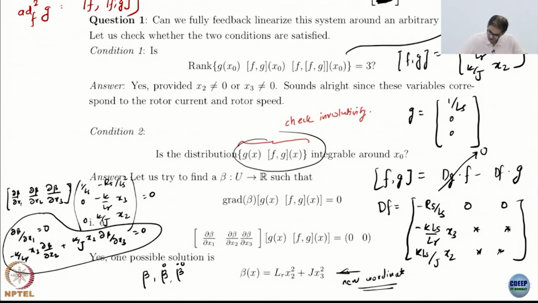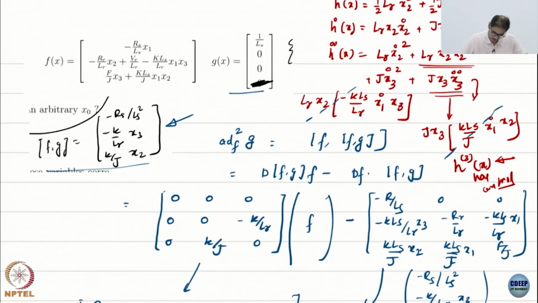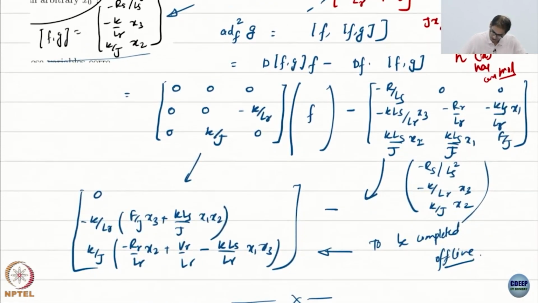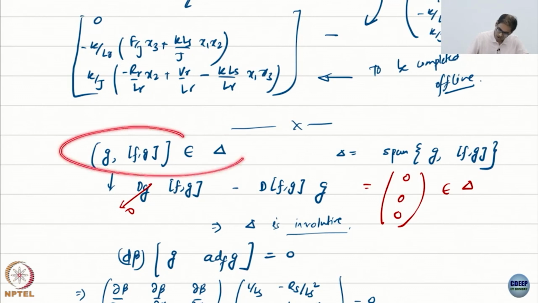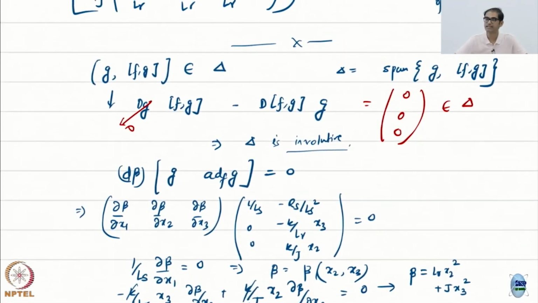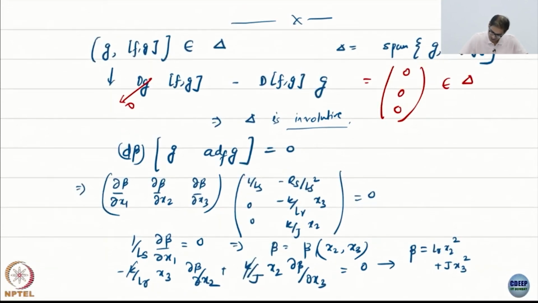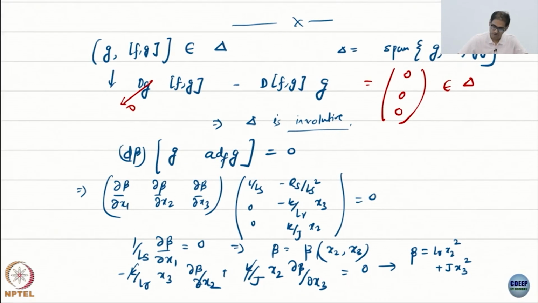So fg was this, g was this. This was ad_f^2 g, which turned out to be very complicated. And then we were trying to verify that the Lie bracket of g and fg is in the distribution. This is very easy because it turns out to be 0. Yes, this turns out to be 0, and therefore it is trivially true that this is in the distribution, because if you take any vector space, 0 is in the vector space, obviously. So therefore we were able to verify the involutivity condition.